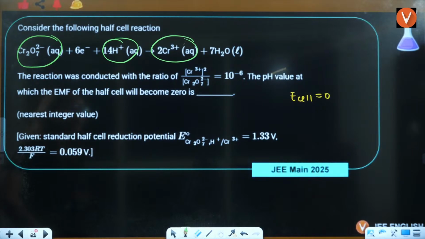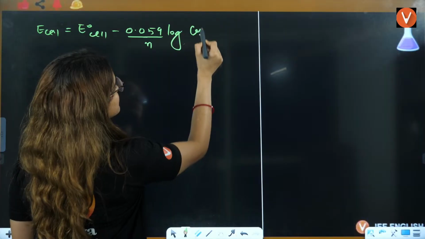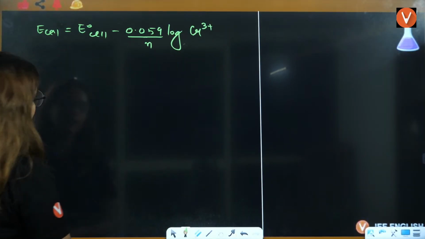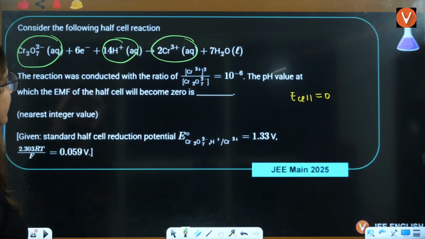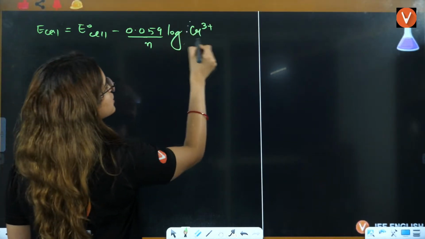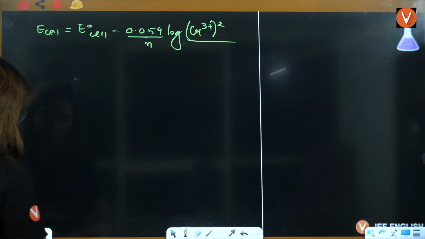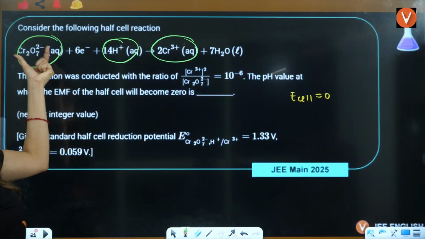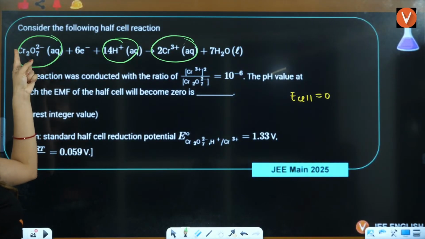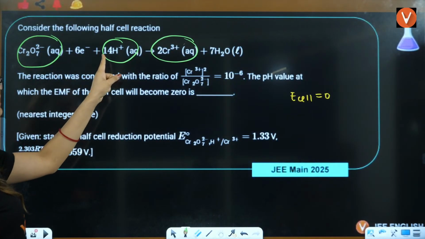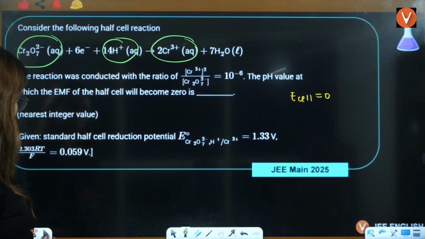So what you will do here, that means it is going to give you 2-3 things here. Product is this thing, that is Cr3+. So it will be Cr3+. Is there any stoichiometry here? It is square here, right? So we'll write here square, divided by reactant, which is this and this. So it will be Cr2O7 2- multiplied by H+ raised to power 14.